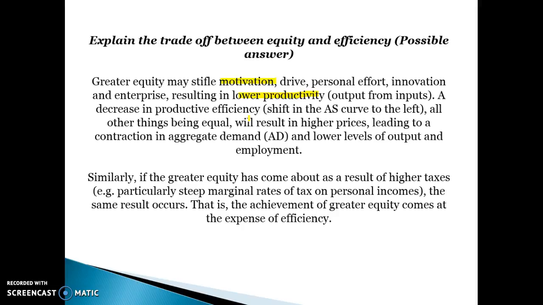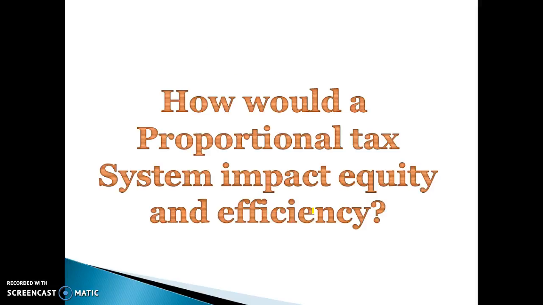Similarly, if the greater equity has come about as a result of higher taxes or a more progressive tax system, this can also come at the expense of efficiency because people aren't going to work as hard. So you could talk about people being less motivated to work hard, less motivated to get an education, reducing productivity, reducing our long-term living standards as one trade-off between equity and efficiency.